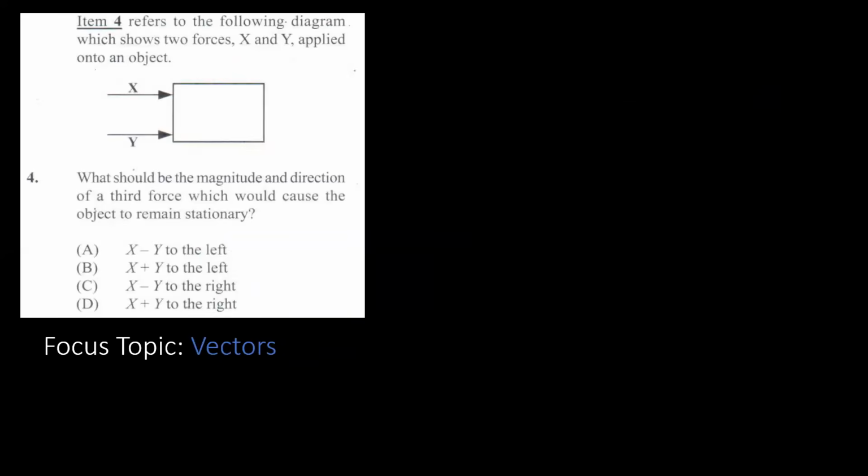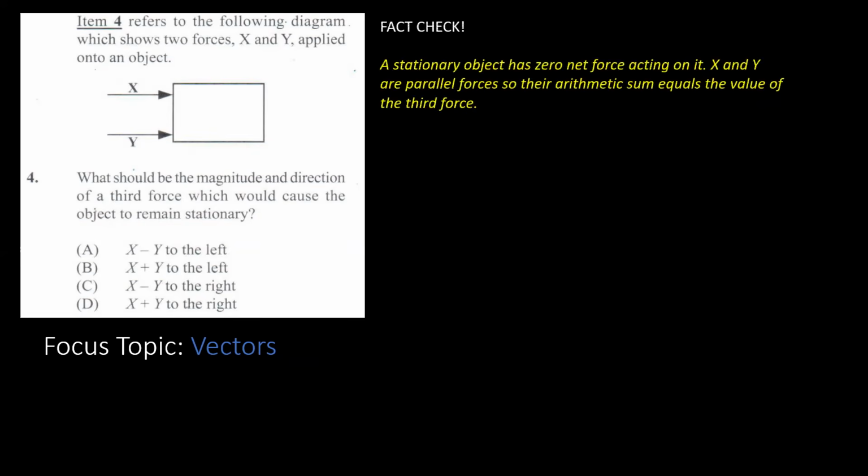Now the diagram shows two forces, X and Y, applied to an object. And we are asked to find the magnitude and direction of a third force, which would cause the object to remain stationary. Now, because a stationary object would have zero net or resultant force acting on it, since X and Y are parallel to each other, then the resultant force to those two would have to be based on the arithmetic sum of X and Y, but acting in the opposite direction. So that's B.